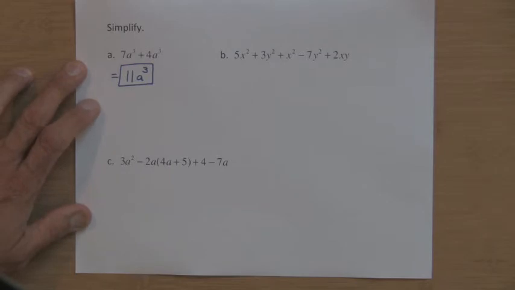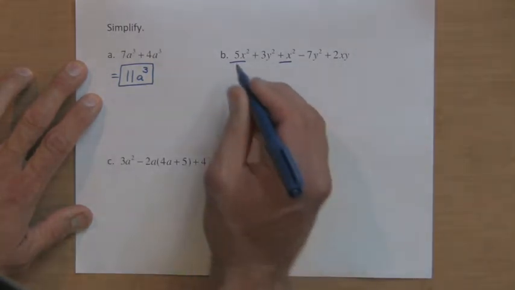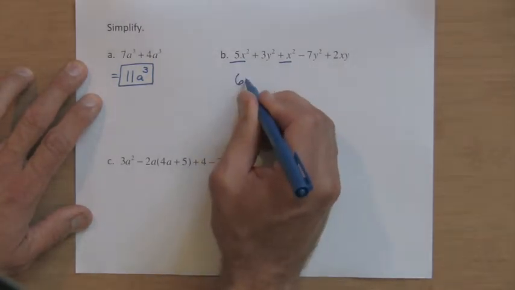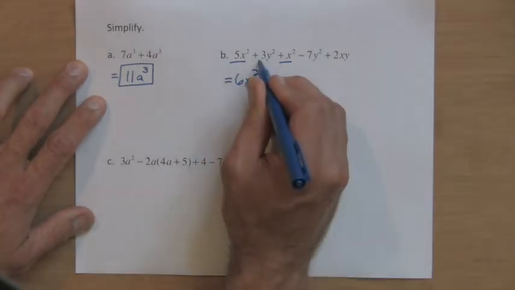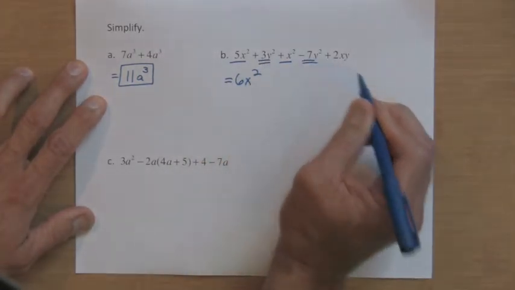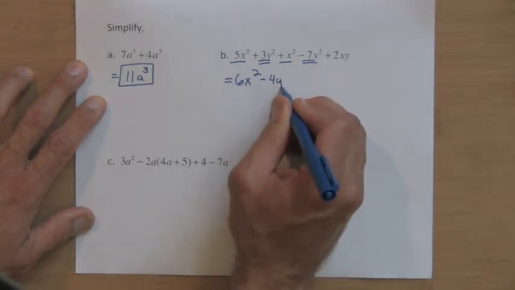Second one doesn't have any parentheses, so let's see what are considered like terms. All the x squareds go together. Here's x squared, here's x squared. 5x squared plus 1 more x squared is 6x squared. We have y squareds. We have 3y squareds. Take away 7y squared. So 3 minus 7 is negative 4, so that ends up being minus 4y squared.